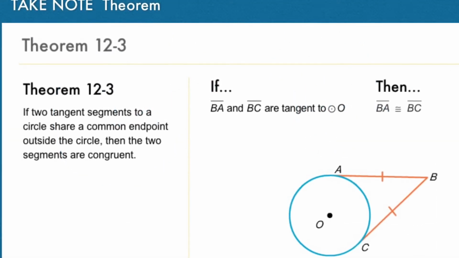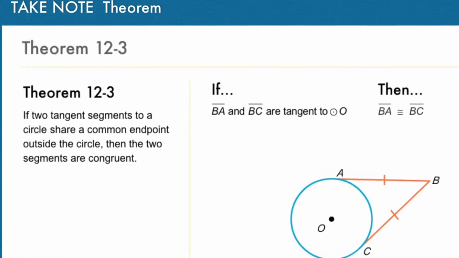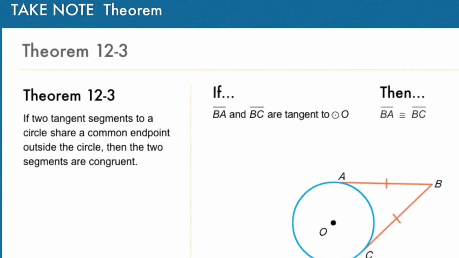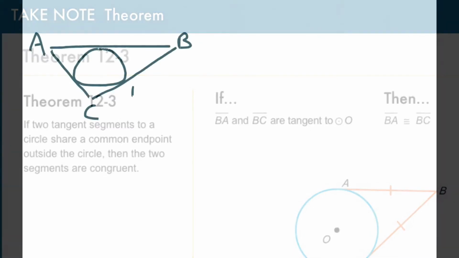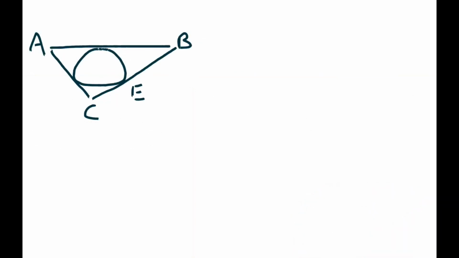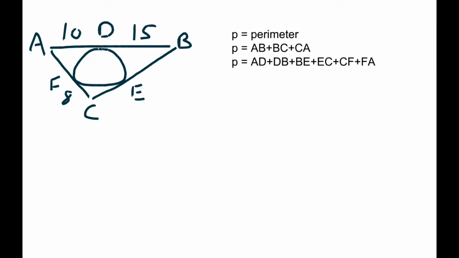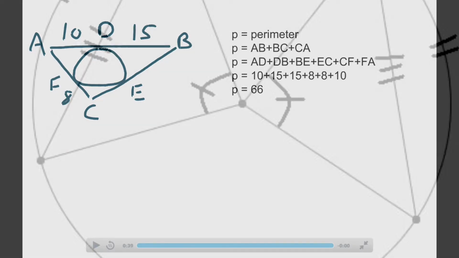Theorem 12-3 states if two tangent segments to a circle share a common endpoint outside the circle, then the two segments are congruent. Using Theorem 12-3, we can conclude that AD is equal to AF, and BD is equal to BE, and CF is equal to CE. To solve for P, or perimeter, we can take P is equal to AB plus BC plus CA. We should get a perimeter of 66.